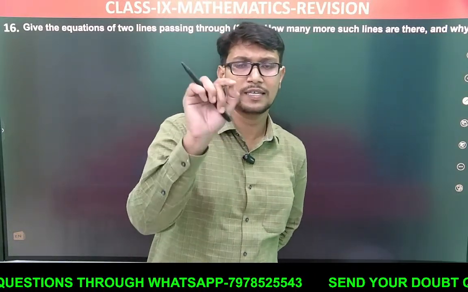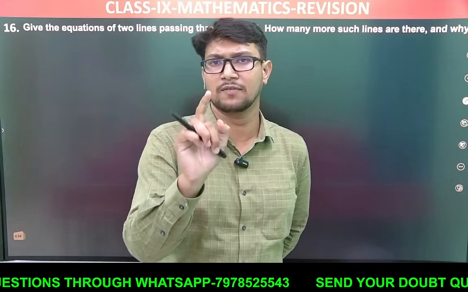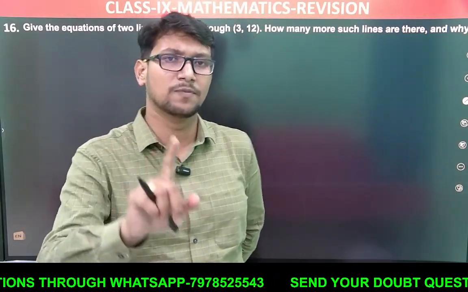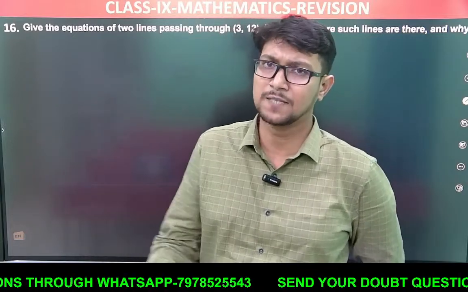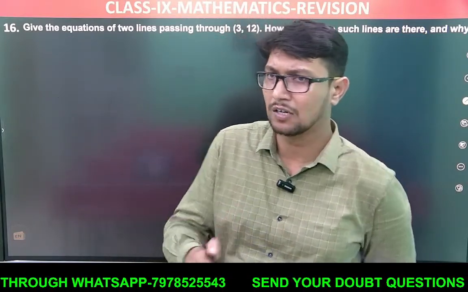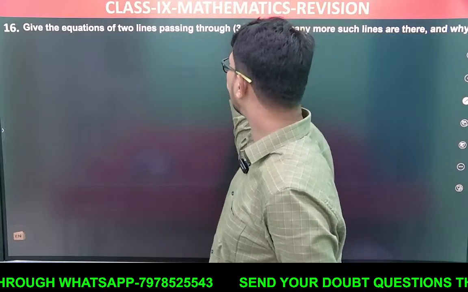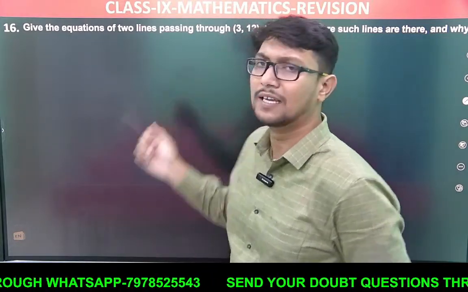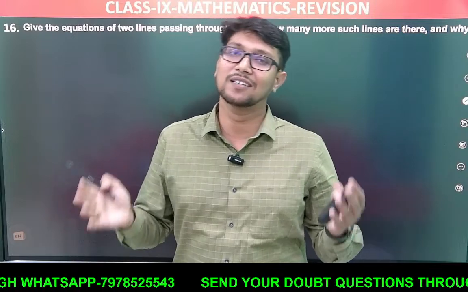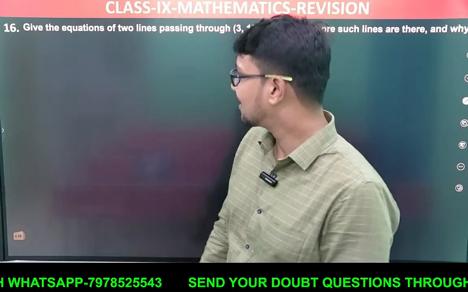Means, students, here a point is given. We have to write two equations which satisfy this point. Satisfying means LHS equals RHS. We have to write an equation such that replacing x and y by 3 and 12 satisfies the equation.